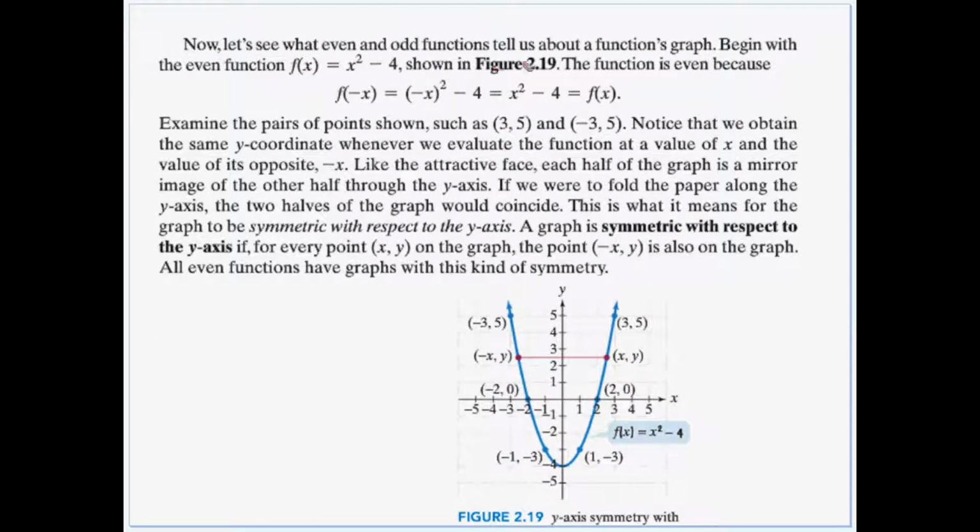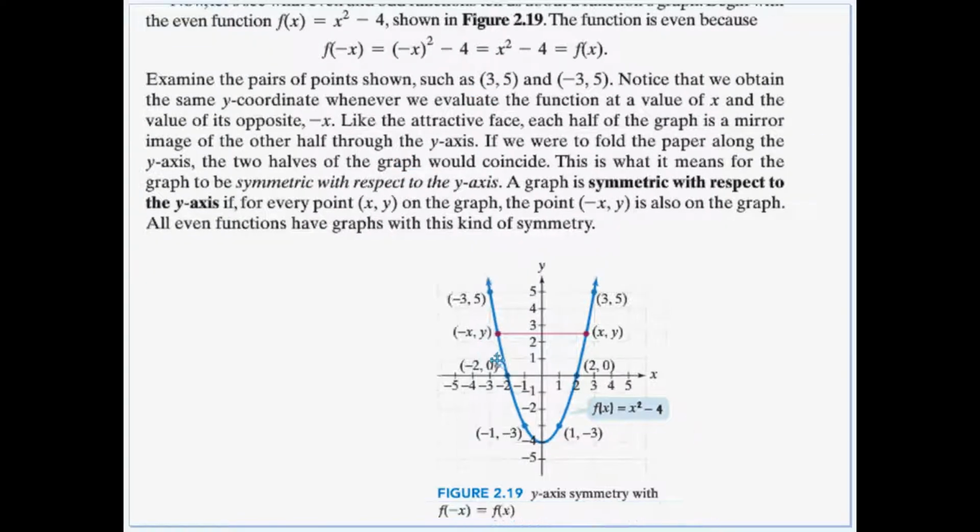Now let's see what even and odd functions tell us about the function's graph. Begin with x squared minus 4. We can see it here in the figure, a parabola. The function is even because f of negative x is the same as f of x if we examine some of the pairs of points as shown.